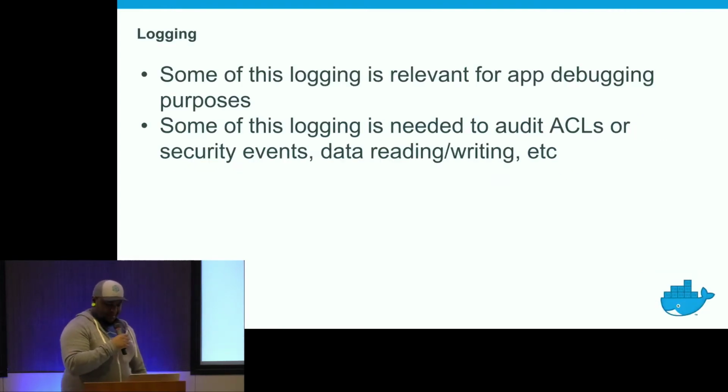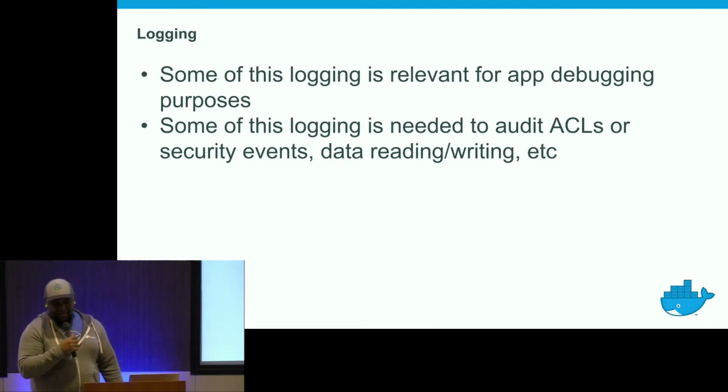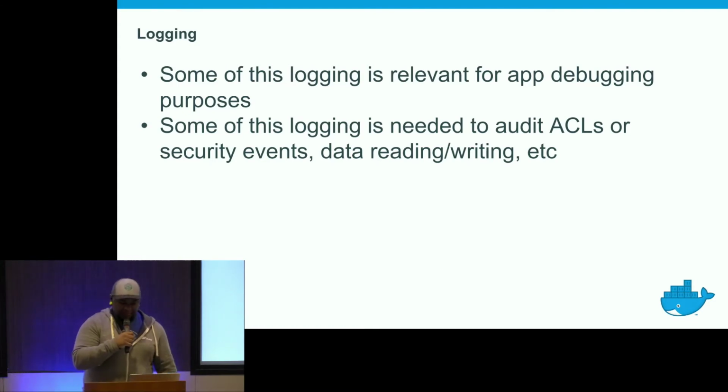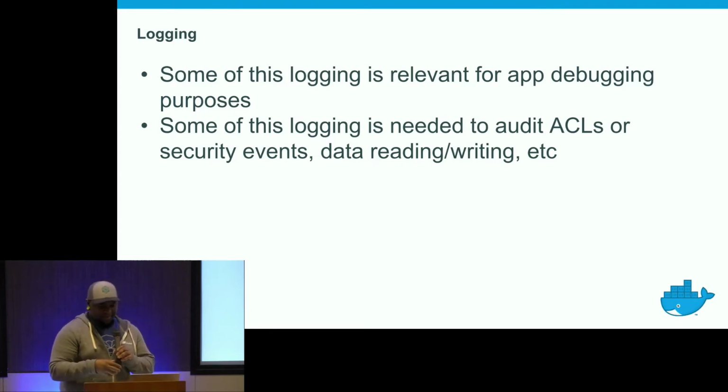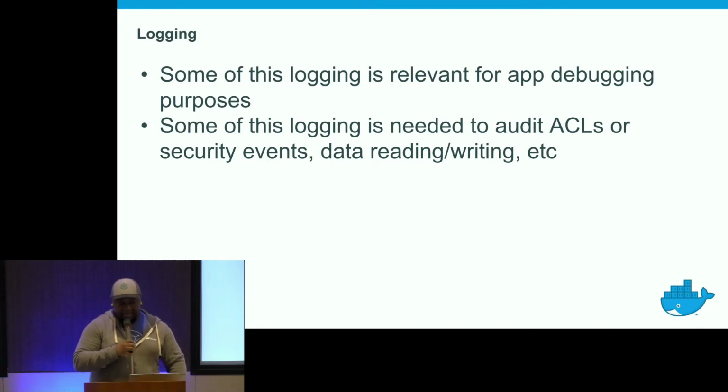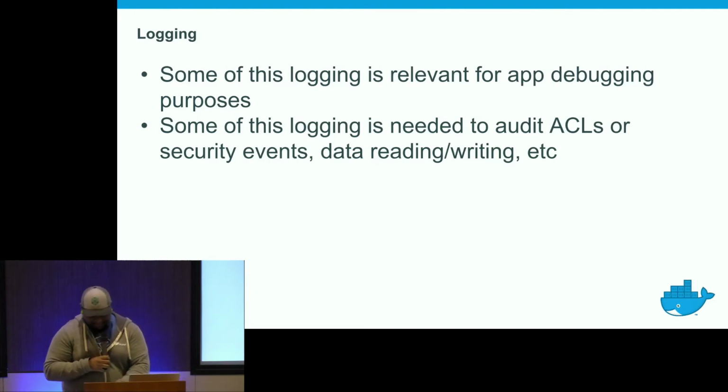So some of this logging is relevant for app debugging purposes. For tracing, you may do simple printfs that are captured by your Docker runtime, spit out to Fluent. But some of this logging is also needed to audit ACLs or access control, or security events, data reading, writing, et cetera. So that second bullet point, traditionally we've separated trace and debugging application information from ACLs and security events and other things that need to be auditable and stored forever, but they often get conflated.